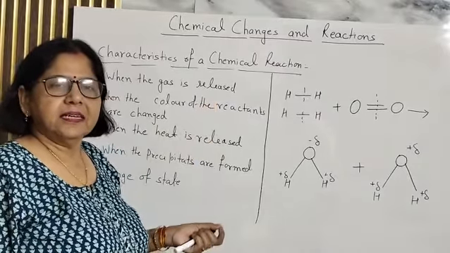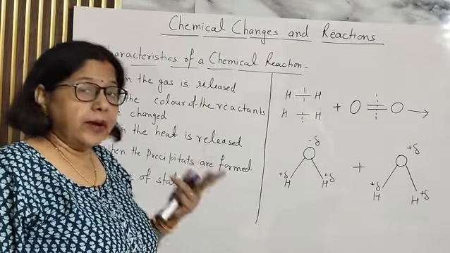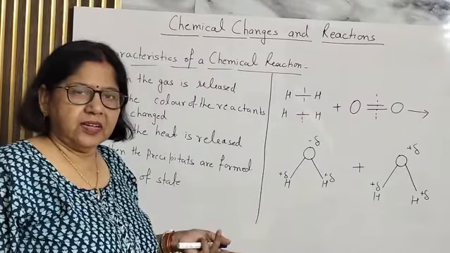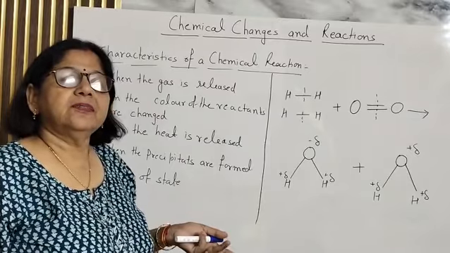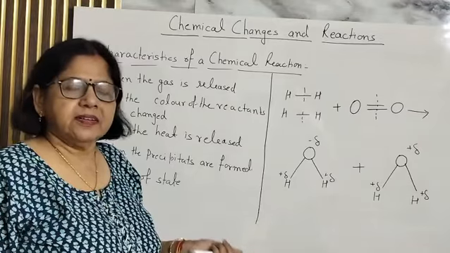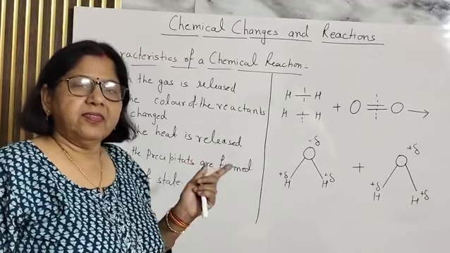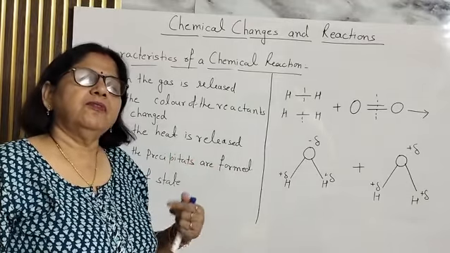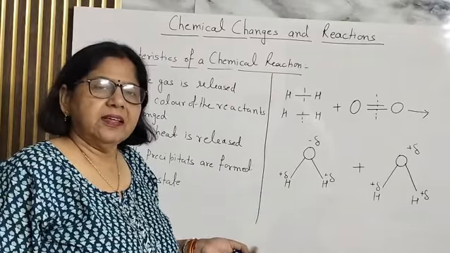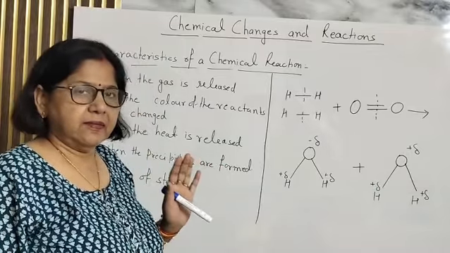A chemical change is a change you have studied up to class 8, where there are two kinds of changes. One is a physical change, which is a reversible change, where the properties of the elements or the compound do not change even if the change has taken place. But a chemical change is one in which the original properties of the elements or the compounds change after the reaction takes place. This much you have studied up to class 8th.